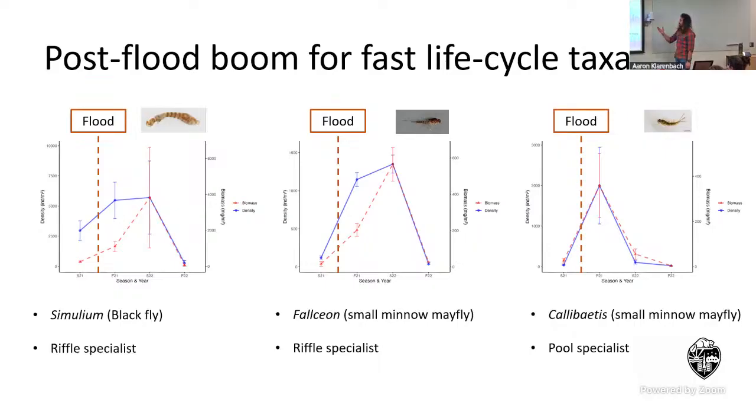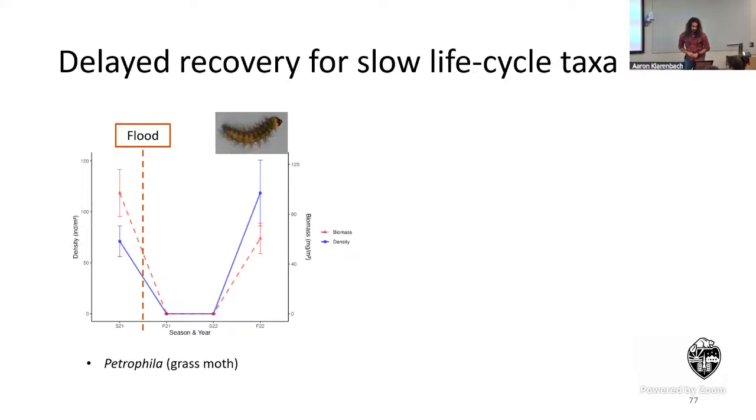And we did see a boom in fall 21. However, that dropped off pretty quickly by spring 2022. So this kind of matches what we expected to see. We see this huge pulse right after the flood for these fast life cycle taxa. For the slow life cycle taxa, we did see a delayed recovery.